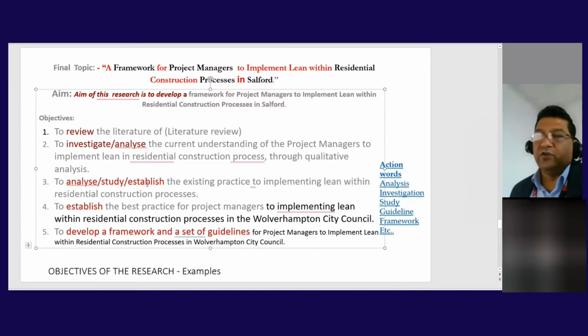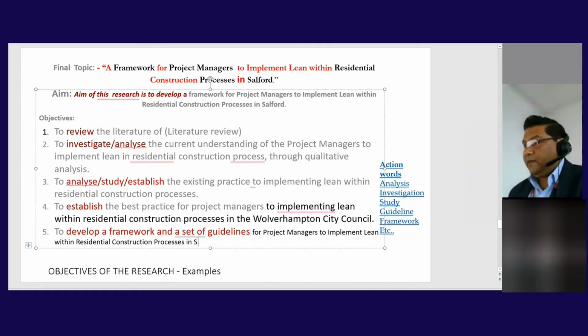And do not use to determine. Those are not really good words for a researcher. It should be analyze, study, establish, to establish the best practice. And the final, the fifth objective, because that is the final outcome, will again be your aim: to develop a framework and a set of guidelines maybe for project managers to implement lean within residential construction process in Salford.